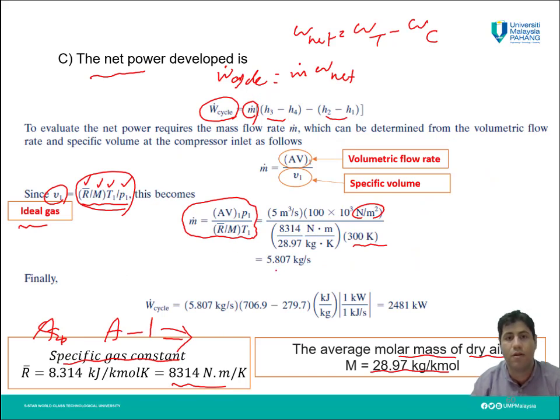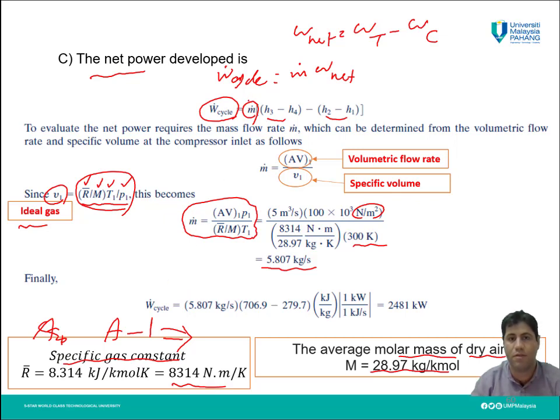And m dot, based on this calculation, will be equal to 5.807 kilogram per second. I just remind you, because here we have a cycle for a closed system, m dot in the whole cycle will be the same. The specific volume is different for different states, but the mass flow rate is constant in all of the states. So now we have m dot.